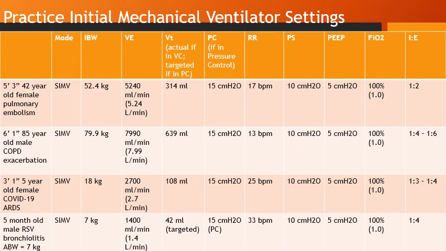If we take our minute ventilation of 1,400 divided by our targeted tidal volume of 42 milliliters, then we will end up with a respiratory rate of 33 to start with. Our pressure support of 10 centimeters of water, PEEP of 5 centimeters of water, FiO2 of 100%, 1.0. And then for our younger pediatrics, our infants, go ahead and put them on an I to E ratio of 1 to 4.